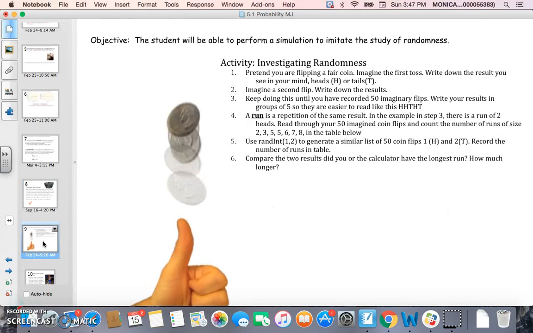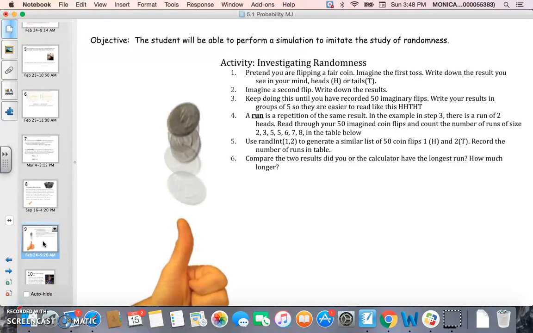All right, let's try another activity. In this activity, we're going to be investigating randomness. You're going to perform another simulation, but you're not going to actually flip a coin. You're going to pretend you're flipping a fair coin. A fair coin means it has a 50% chance of heads or tails. You're going to imagine the first toss in your head and write down the result you see. If you see heads, write down an H, or tails, a T. Then imagine the second flip and write down those results.